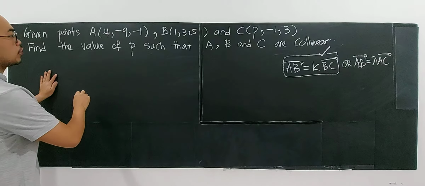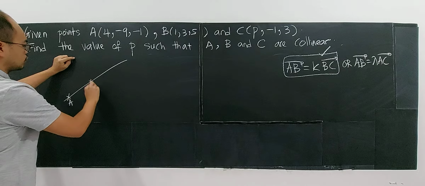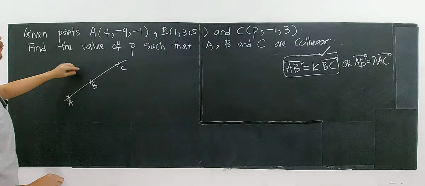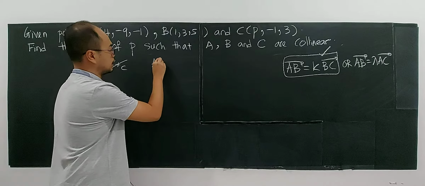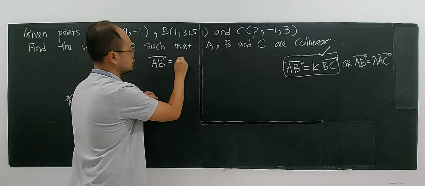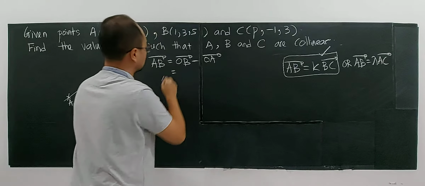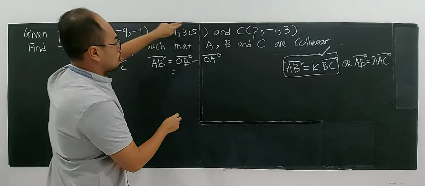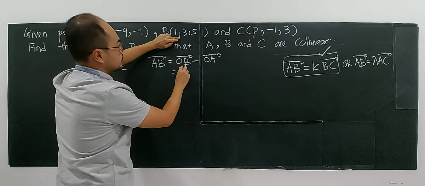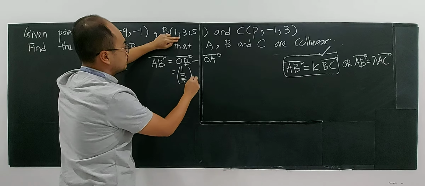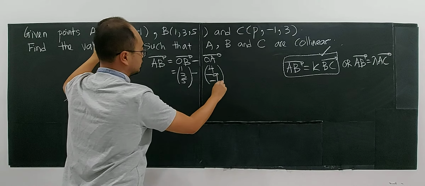Let's say you have point A and point B. I just draw it out so you can understand. I can find the vector AB first. How to find vector AB? It's the position vector of B minus the position vector of A. For B, I can change the coordinates into a position vector, relative to the origin. It will be (1, 3, 5) minus OA, where OA is (4, -9, -1).